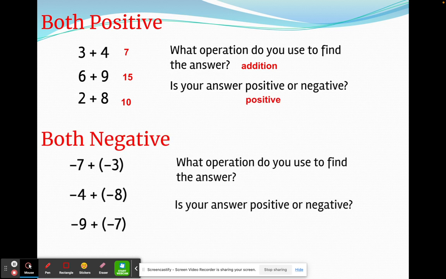What about if both numbers are negative? Well, negative 7 and then I have negative 3 more, I have a total of negative 10. If I have negative 4 and negative 8 more, I have a negative 12. Negative 9 and negative 7, I have a negative 16. Again, I'm using just addition, but my answers will be negative. So if both my numbers are negative, I just add them together and keep it negative.